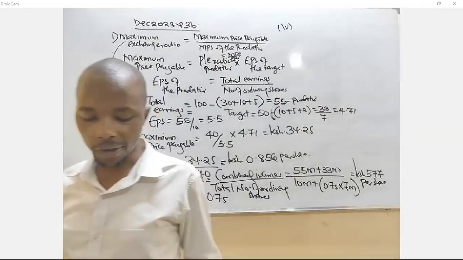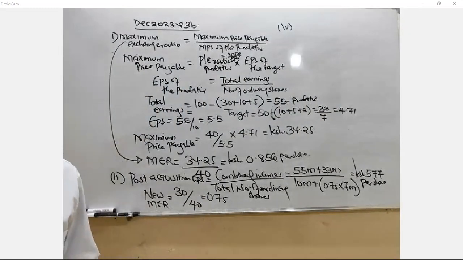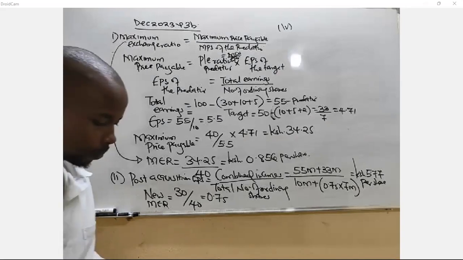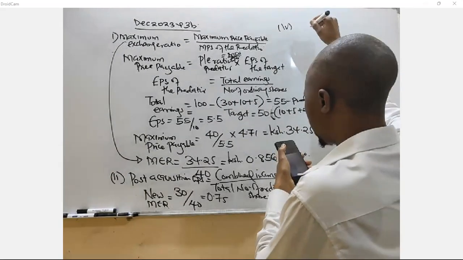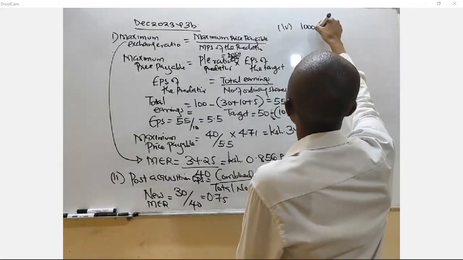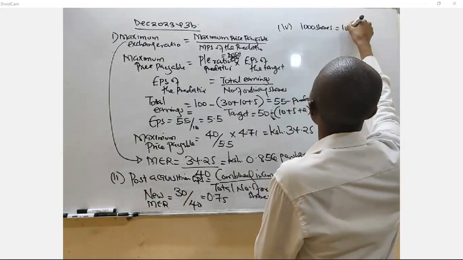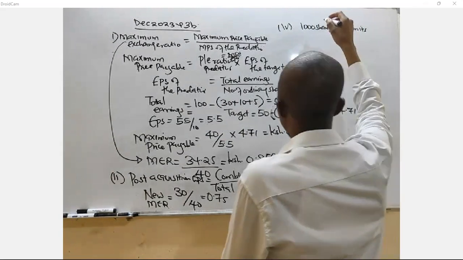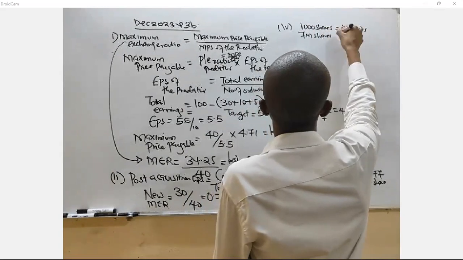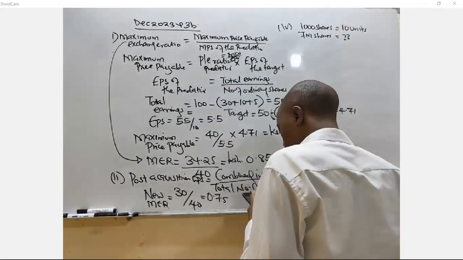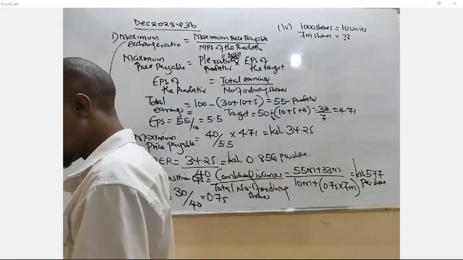Now number 4, they are giving us a very good exchange here. They are telling us, what will be the post-acquisition earning per share if 1,000 ordinary shares are exchanged with 10 units? Very simple. This information comes from the part of the target. So you say if 1,000 shares equal 10 units, what about the 7 million shares? How many units of debentures are we going to have?